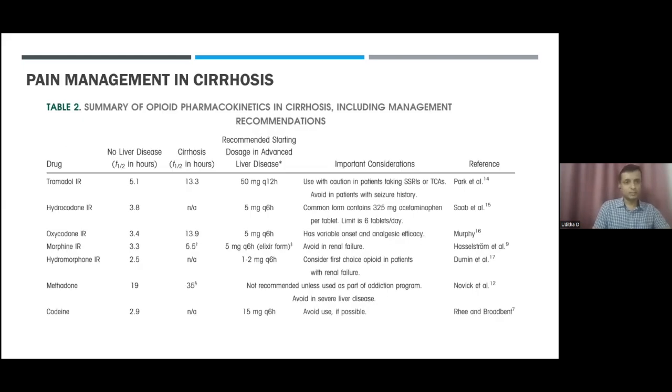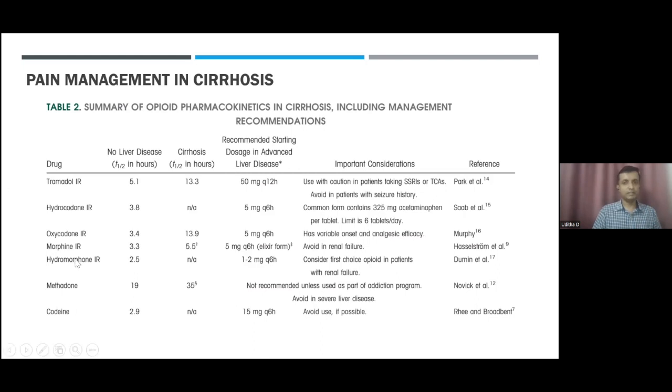Of course, the use of opioids is actually quite complicated, but the bottom line is most opioids need to undergo some sort of metabolism to their active form. So most of them are affected in liver impairment. So, for example, things like codeine, it is hardly effective, there is very little effect. So it is not recommended to be used in patients with liver cirrhosis.